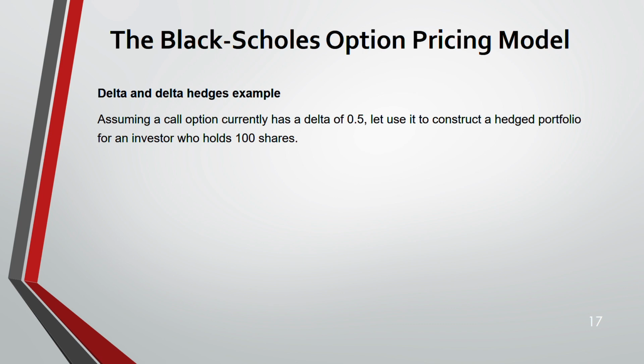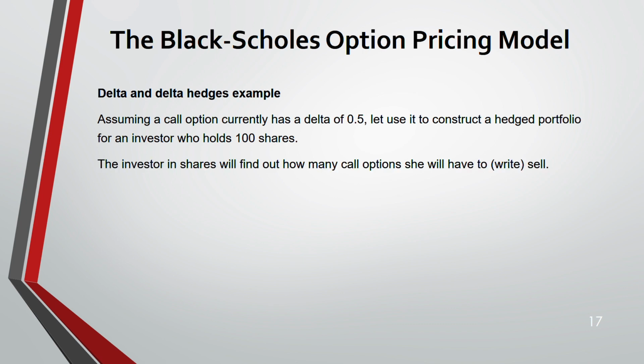So a call option has a delta of 0.5, for an investor who holds 100 shares. Now you need to find out how many call options she will have to sell or write. Sell and write is the same thing; write means selling. How many call options does she have to sell to hedge? Hedge means they have to get a ratio of 0.5. That is the meaning of finding the hedge ratio. The ratio should be such that the number of shares held is 100. How many call options does she have to sell to get that 0.5? You understand? This is the whole idea. You understood delta and delta hedging. That's it.